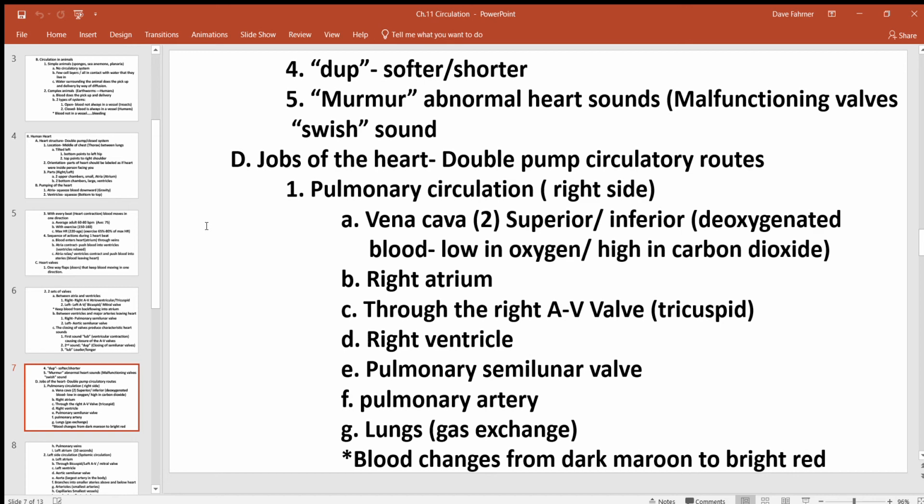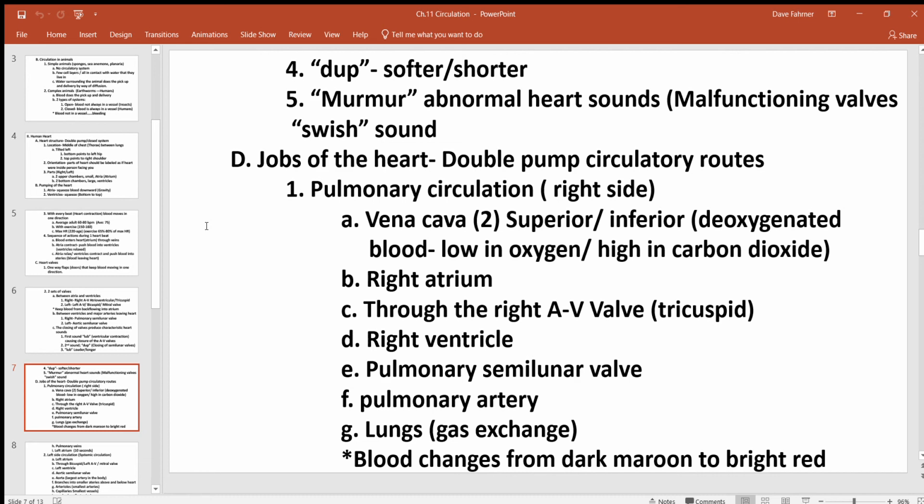Deoxygenated meaning blood that has circulated throughout the entire body and has given up its oxygen and has picked up a great deal of carbon dioxide. So the blood in this particular area is going to be a dark blood, more like a deep maroon color than a bright red color. It goes into the right atrium, and then from the contraction of the atrium, it goes through the right AV valve, or the tricuspid valve, into the right ventricle.